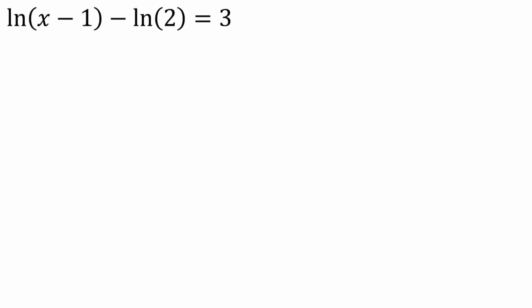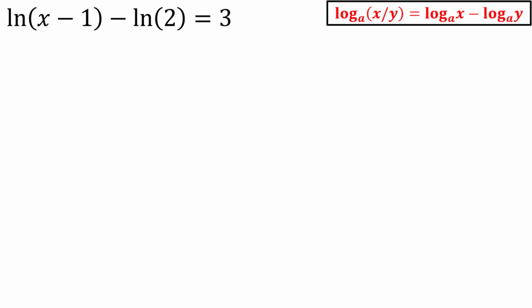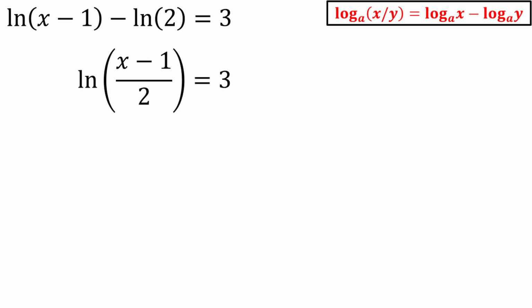Let's try this one. We have the natural log of x minus 1 minus the natural log of 2, which is equal to 3. Since we have the difference of logs, we can combine this into one log, which has an argument that is the quotient of the two arguments, using the quotient property of logs. We have the natural log of x minus 1 divided by 2 is equal to 3. Rewriting this in exponential form, we have e to the third power is equal to x minus 1 over 2.